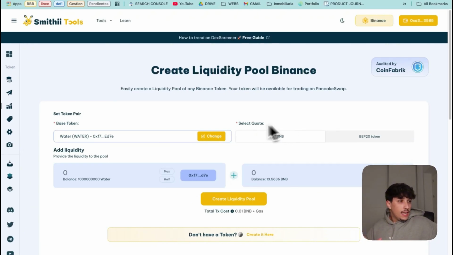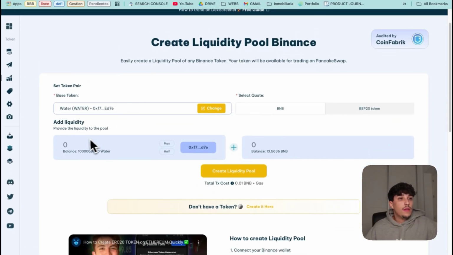Now that we have selected the base token and the quote token, we just need to add the liquidity. Select how much supply of our token we want to add into the liquidity pool and how much BNB we want to pair the token with. This will determine the token price. So if we add one token and 1 BNB, the token price will be 1 BNB, around $600. If we add 10 tokens and 1 BNB, the token price will be 0.1 BNB, which is around $60. You can do your maths.